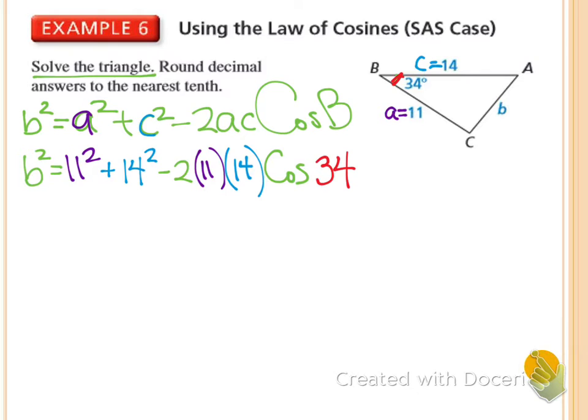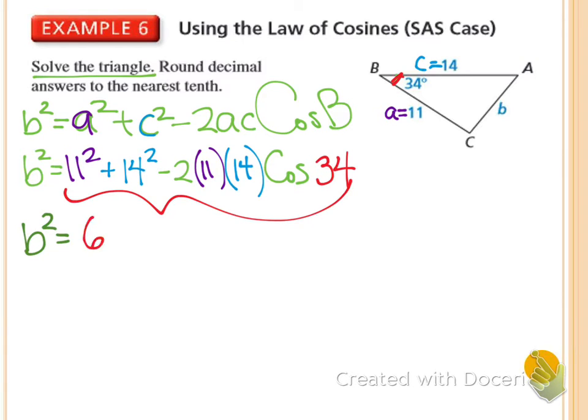The beautiful thing about this is we type in this entire right side. We know all of the values. You have a scientific calculator. So 11 squared plus 14 squared minus 2 times 11 times 14 times cosine of 34. So here is the thing. Remember to not clear your calculator.